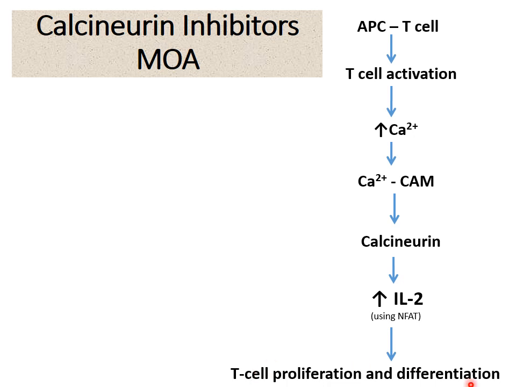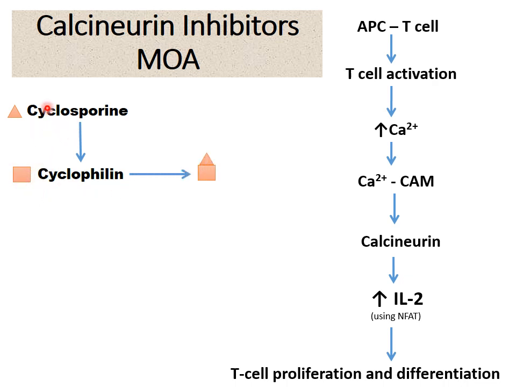Now comes the calcineurin inhibitors. The triangle represents cyclosporine. It will bind with the immunophilin ligand. Here the immunophilin ligand is cyclophilin. This square is cyclophilin, and this binding of cyclosporine with the immunophilin ligand cyclophilin forms the cyclosporine cyclophilin complex. So the triangle and square together are the cyclosporine and cyclophilin complex.